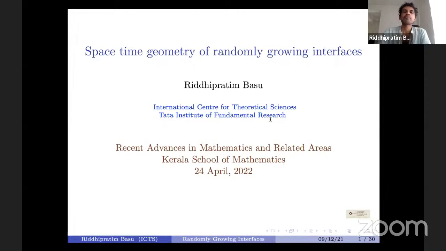So my plan for the talk is to describe a very active area in probability theory, that of randomly growing interfaces. I'll restrict to one specific class of randomly growing interfaces that has been very thoroughly investigated over the last 20-25 years, and it continues to be a very active area of research. So my plan is to broadly describe some of the main features of this area.